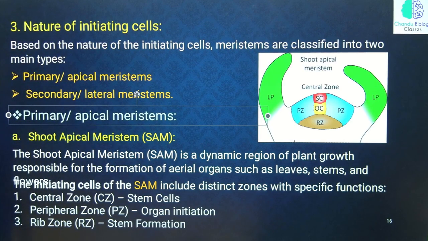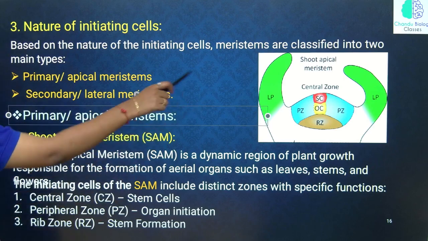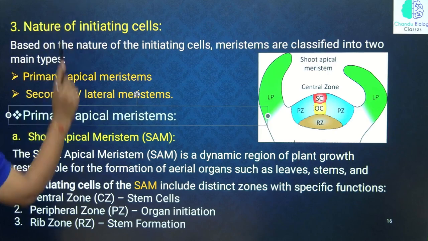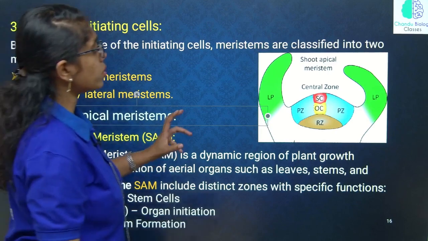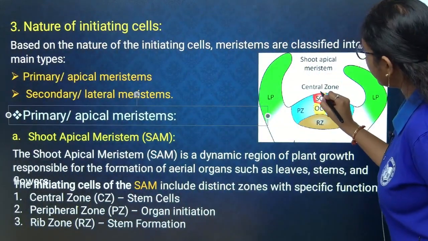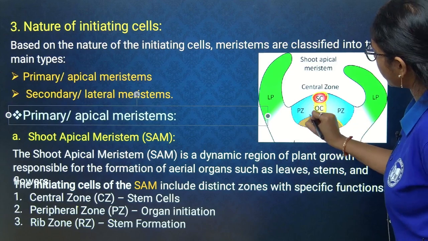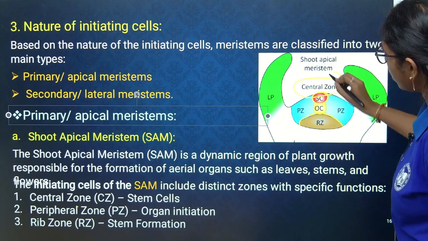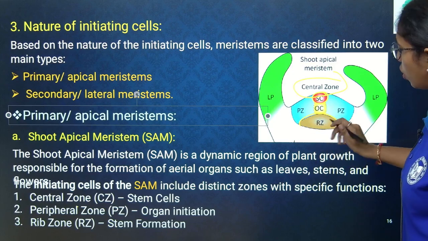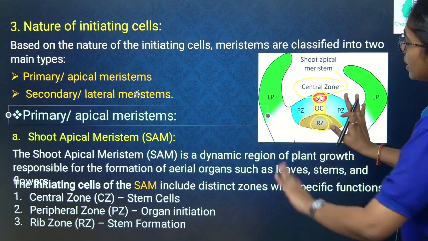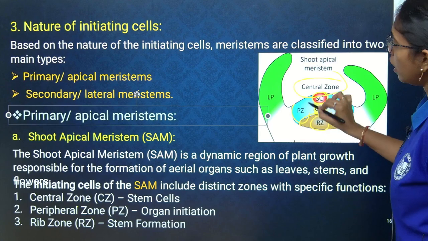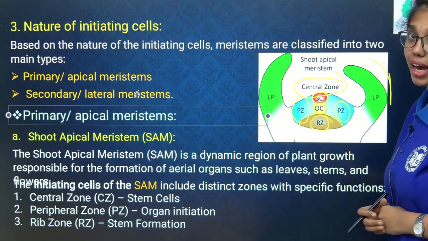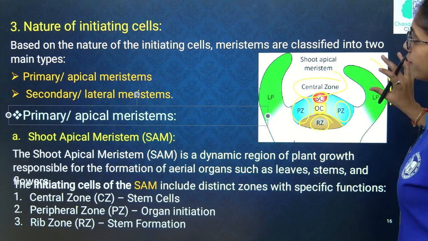Yes. So as we have discussed, in the shoot apical meristem, here we have the central zone, and at the center below we have the rib zone, towards the sides we have peripheral zones. Keep this in your mind. And here is the region of leaf primordia which gives rise to leaf structures.